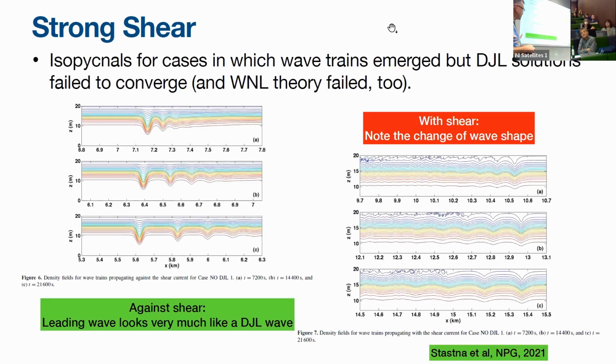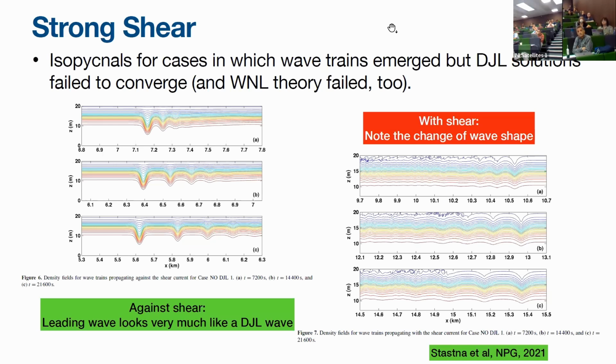So I varied the strength, and it turns out that not only are there instances where the shear is strong enough to break the linear theory, which I think is no surprise, it also breaks the DJL. It just doesn't converge, right? The variational algorithm wanders and wanders and wanders and eventually just breaks, okay? But when you run it, you still get wave trains, which is super interesting, right?